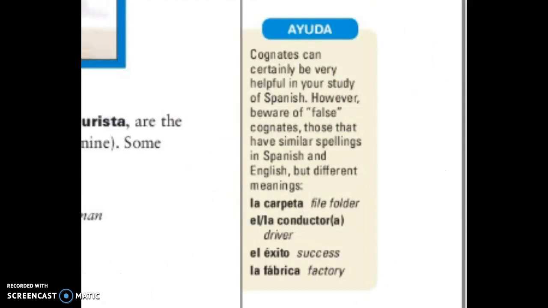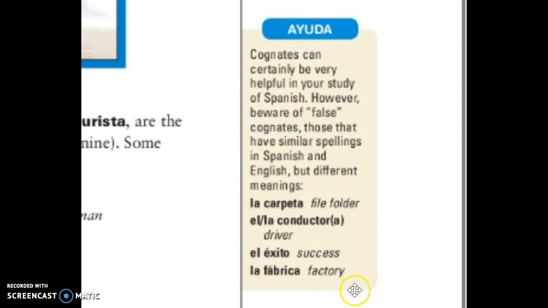Back to the cognates, one thing to mention that's probably important is under this ayuda, which means help. Cognates can certainly be really helpful, but sometimes you have to watch out and be careful for what are called false cognates. Those are words that have similar spellings in English and Spanish, but they mean different things. Like la carpeta is your file folder or binder. El or la conductora is a driver, not a conductor. And el éxito is success, and fábrica is a factory, not fabric.